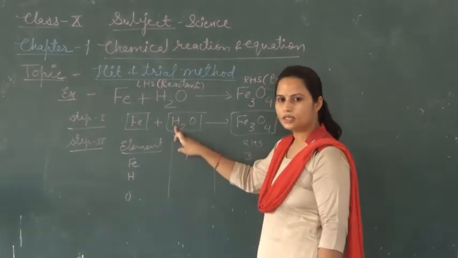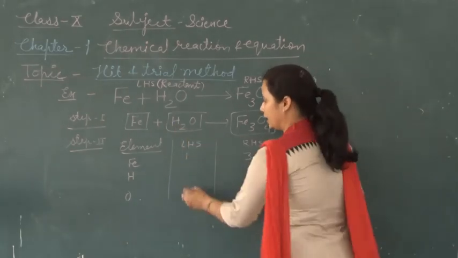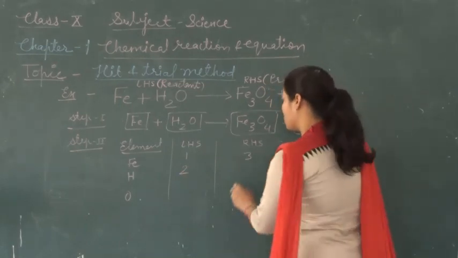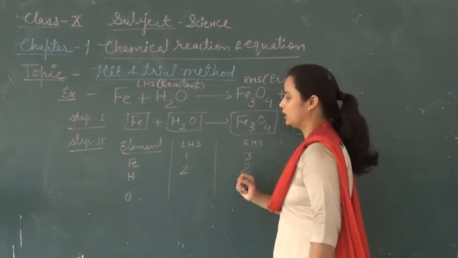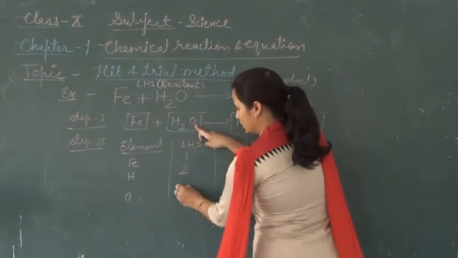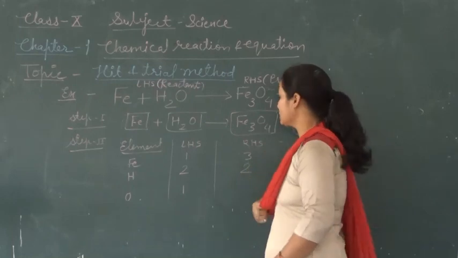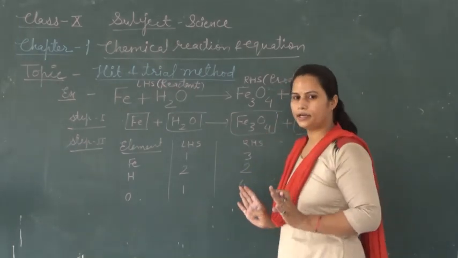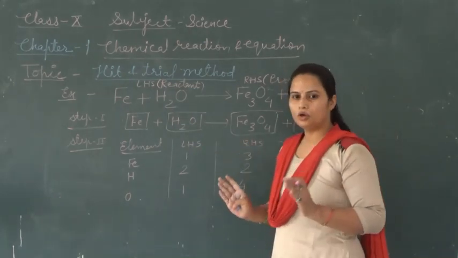Hydrogen: at the left hand side, the number of hydrogen atoms is 2. At the right hand side, the number of hydrogen atoms is also 2. Now oxygen: at the left hand side, the number of oxygen atoms is 1. At the right hand side, the number of oxygen atoms is 4. Now it is clear that both sides are not balanced.